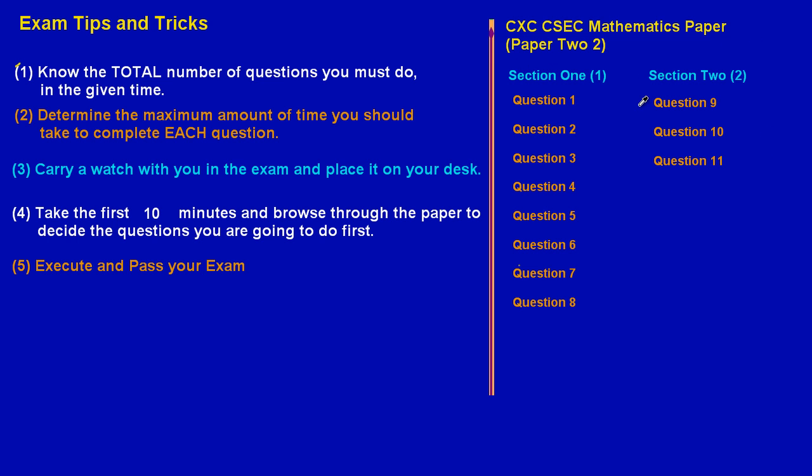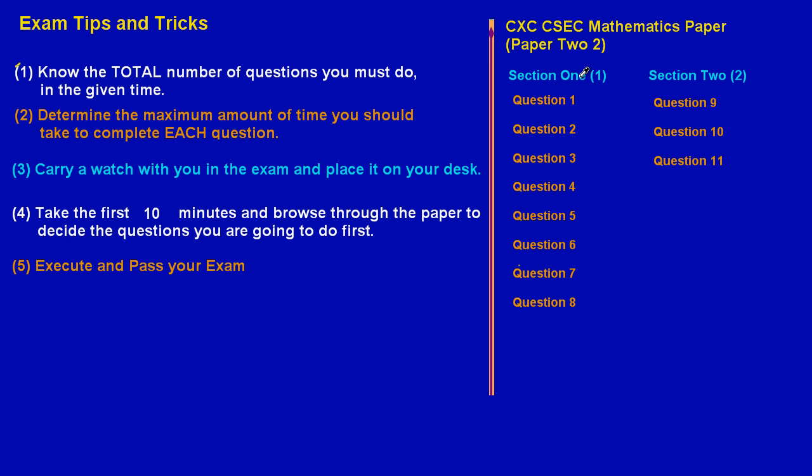However, depending on the structure of your paper, you would just simply have to manipulate the steps according to how the exam is structured, right? So note again, it's 2013. CXC may change the paper in the future, so all you have to do is know the structure of the paper and then apply the steps. And let me just give you a breakdown of the paper quickly.